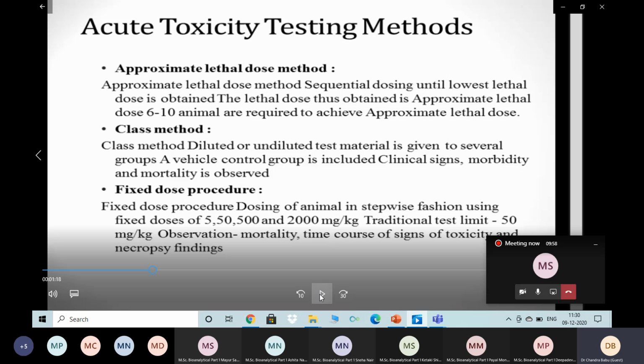The class method is the class method, diluted or undiluted material. Test material is given to several groups. A vehicle control group is included which checks for clinical signs, morbidity and mortality. Fixed dose procedure is a method in which the dosing of animals is in a stepwise fashion using fixed doses of 50, 500, 2000 mg per kg body weight. Traditional testing limit is normally 50 milligram per kg. Observation, what you look out for is mortality, death rate or death time point, time course of signs of toxicity, and necropsy findings. That means post-death, the autopsy finding details.